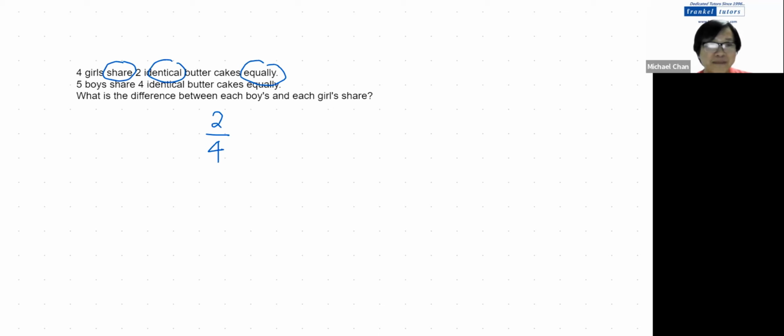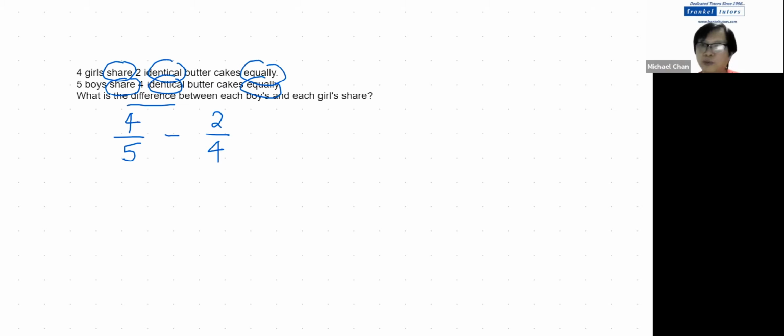In the same way, when the 5 boys share 4 identical cakes equally, you're also creating a fraction. 4 cakes shared by 5 boys. So this question is asking for a difference. So when you do a difference, you're finding out how much, which is what happens when you take a subtraction. So you're doing a subtraction here because you're doing a difference between the two.